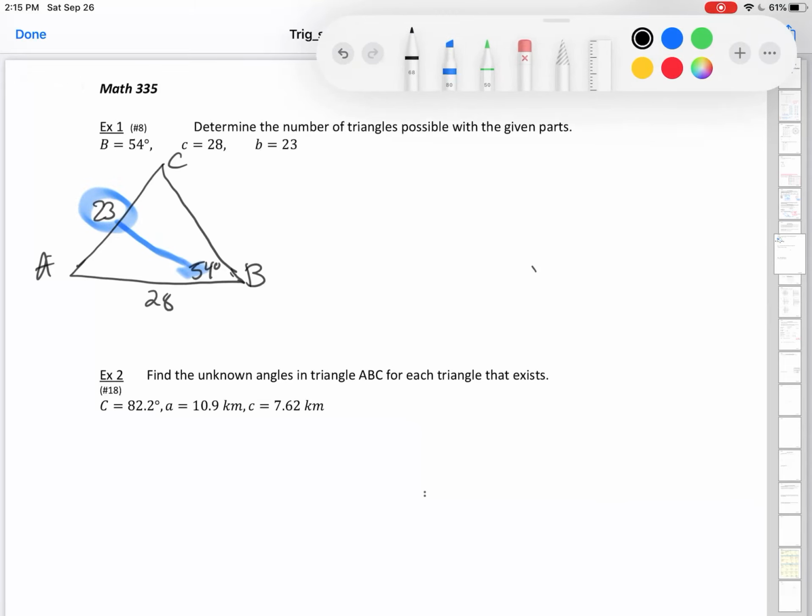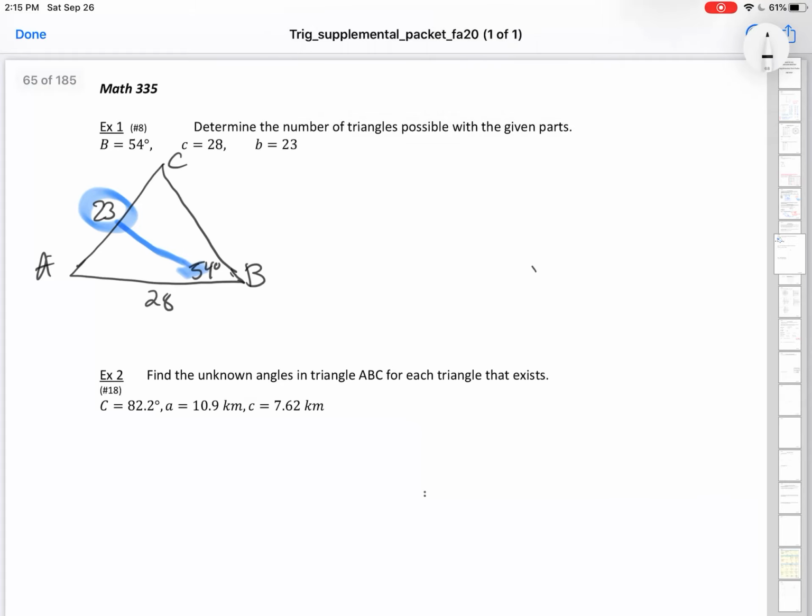Now, ideally, we want you to remember that this is the ambiguous case of the law of sines. This is the one where we could have one or two triangles happen. So let's go through the process. I want you to see what happens.